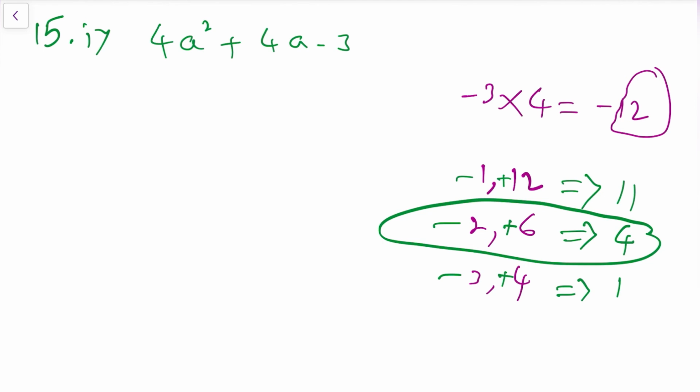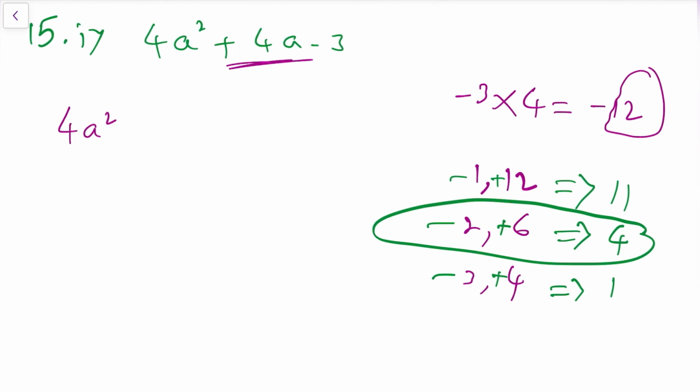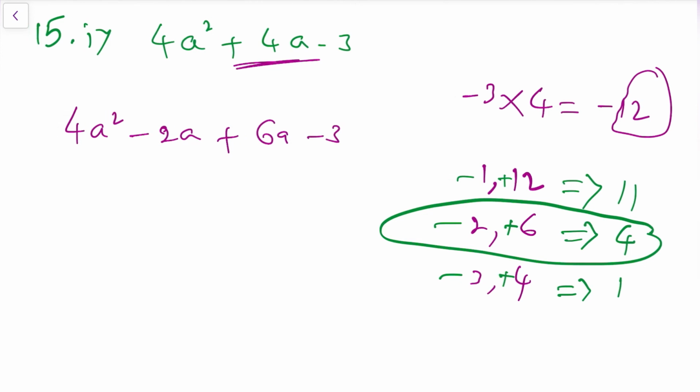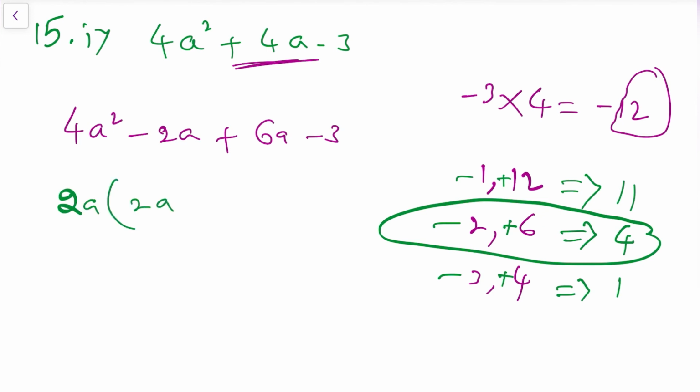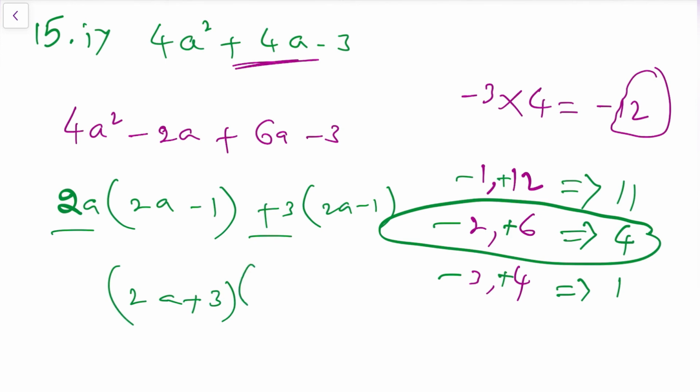So first term 4a square as it is. In the place of 4a let us write minus 2a plus 6a, minus 3 as it is again. Now from the first term as well as second term we can take out 2a common, then we remain with 2a minus 1. From third and fourth we can take out 3 common, then we remain with 2a minus 1. So here 2a plus 3 into 2a minus 1. So the factorization is 2a plus 3 into 2a minus 1. So in this, one will be length and one will be breadth.